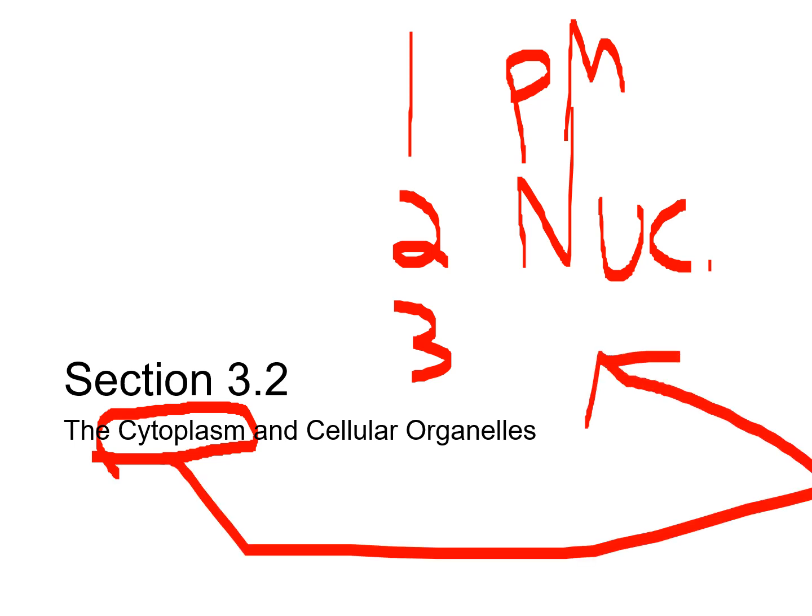So that's what we're going to be talking about next, the cytoplasm and all the stuff floating in the cytoplasm, which we're going to call organelles. And organelles are just tiny little mini organs. And they all have their own unique shapes, and therefore they're all going to have their own unique functions.